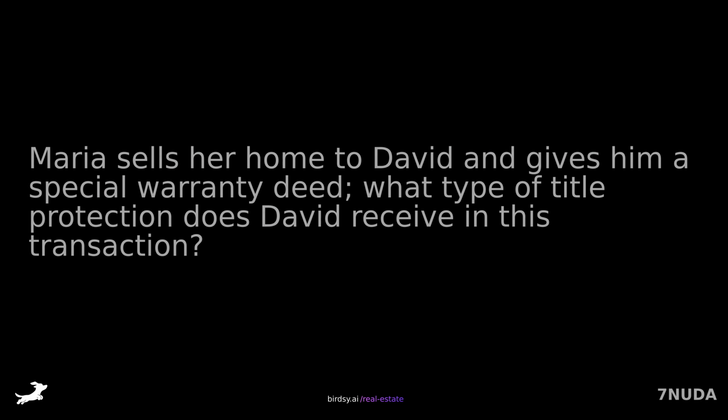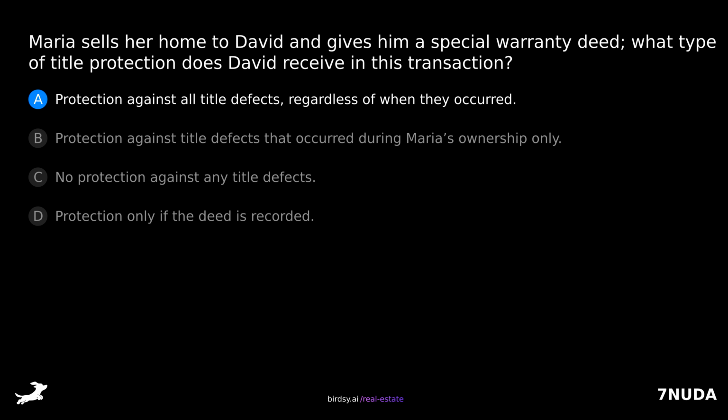Maria sells her home to David and gives him a special warranty deed. What type of title protection does David receive in this transaction? Is it A, protection against all title defects, regardless of when they occurred? B, protection against title defects that occurred during Maria's ownership only? C, no protection against any title defects? Or D, protection only if the deed is recorded? The correct answer is B.